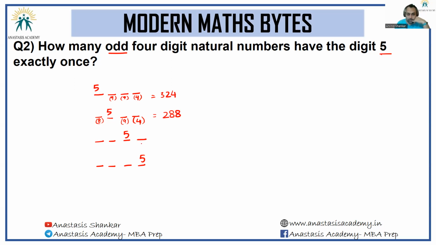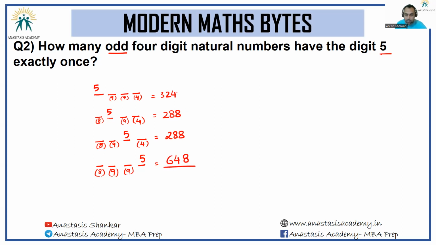Okay, for the third case again, last spot in 4 ways, leading spot in 8 ways, and the second spot in 9 ways. So 8 into 9 into 4, we again get 288. For the last case, the good thing is this number is already odd. So all I need to do is ensure that the first digit is not a 0 or a 5, and the rest is fine. So here I will get 9 into 9 into 8. So 648.